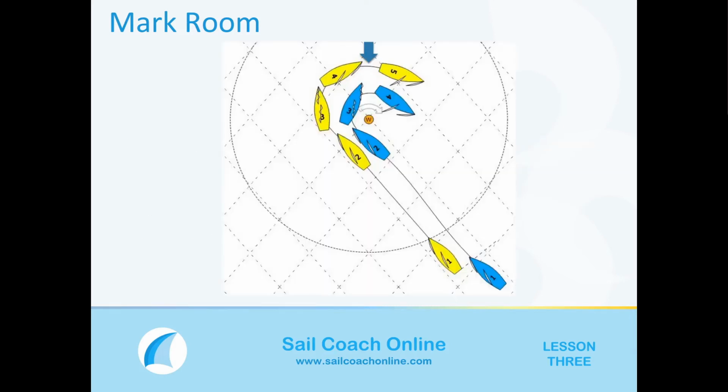Let's have a look at an example for mark room. You'll notice the yellow and the blue boats. And the blue boat is overlapped inside and to windward of the yellow boat. And the yellow boat is therefore required to give mark room, as the blue boat would be fetching the mark after she's tacked.